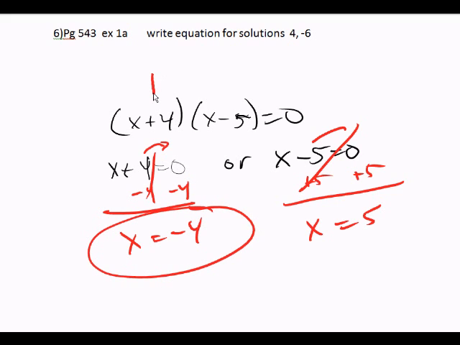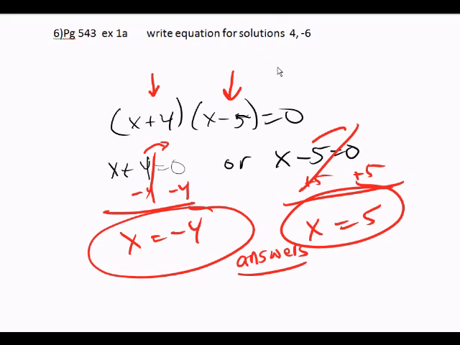Now, look at this. This is the answer, x equals negative 4. Do you see how it's the opposite sign of this? And x equals a positive 5, it's the opposite sign that's in here. They're always the opposite sign. These are my answers. What we're going to do with this problem up here, they give you the answers. They want you to write equations.